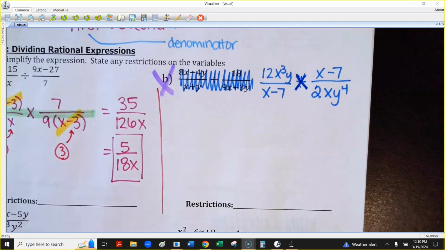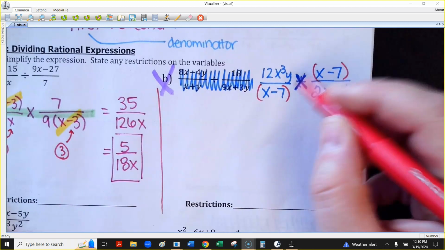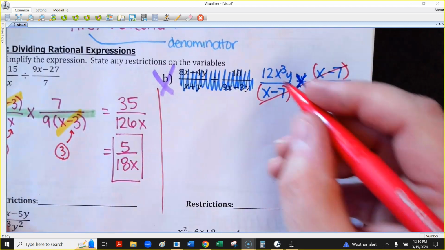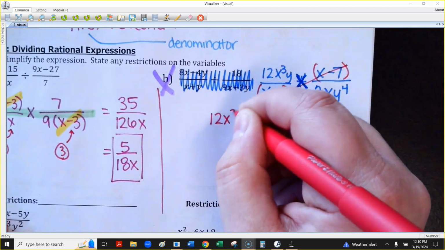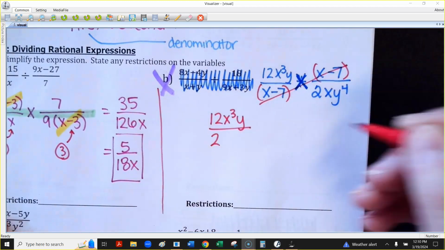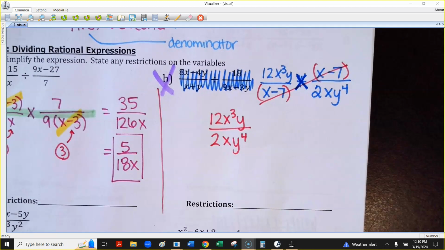Okay, now, on the top and bottom, do you see how I have an x minus 7? So those would go. I just want to make sure you know how to simplify the rest of this. So I would have 12x cubed and a y on the top. The bottom, I'm going to have a 2x and a y to the 4th. So this is really just practice with exponent properties.